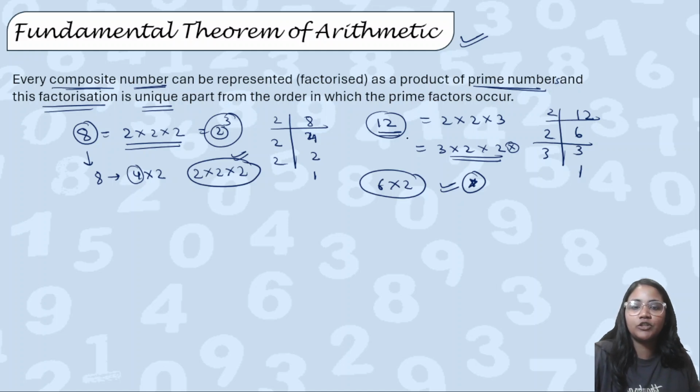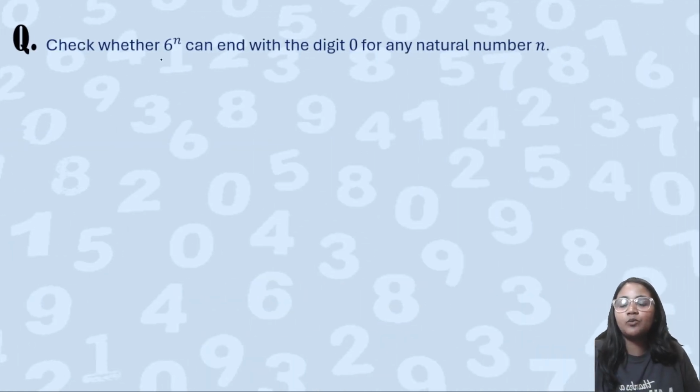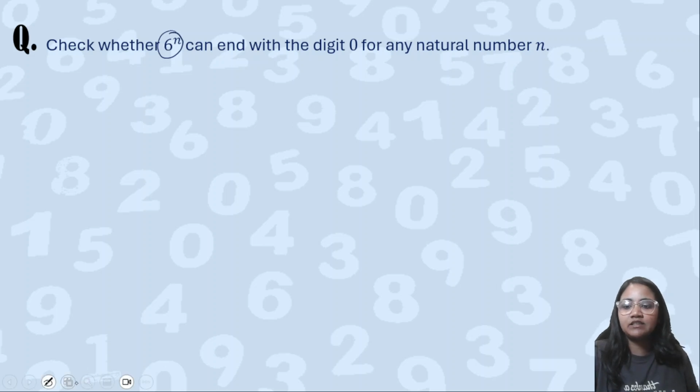Based on it, a question on how we use the fundamental theorem of arithmetic. The question says, check whether 6 to the power n can end with the digit 0 for any natural number n. It's saying we have to see whether this number 6 to the power n can ever end with a digit 0. So can you think how we will proceed with this question? Here n is a natural number, so n belongs to natural numbers. We all know what natural numbers are: 1, 2, 3 and so on, right?